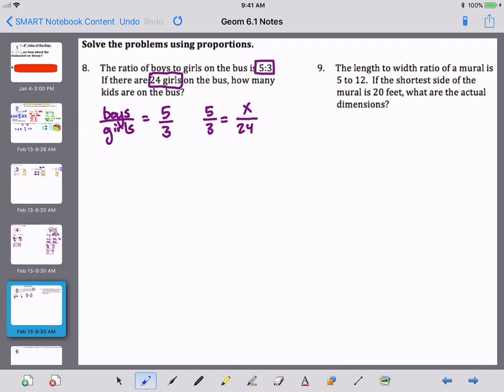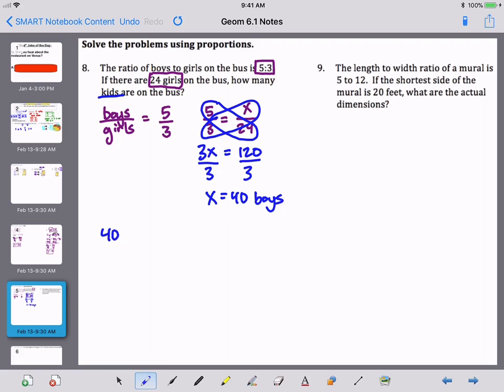Okay, so next thing we're going to do is cross multiply. 3 times x is 3x. 5 times 24 is 120. And if we divide both sides by 3, we end up with x equals 40. So that is the number of boys on the bus. But the question is asking how many kids total are on the bus. So if we just add the number of boys plus the number of girls, that's going to give us the total of 64 kids.